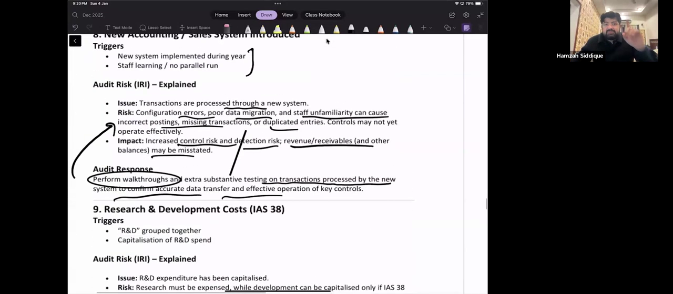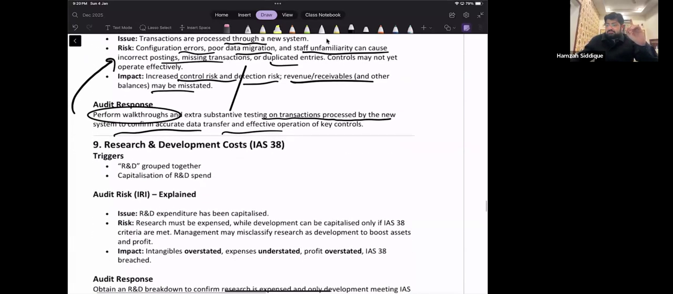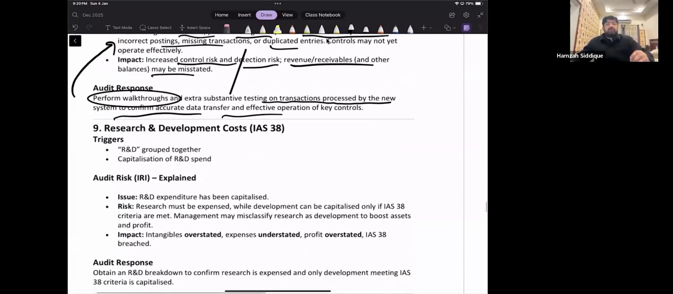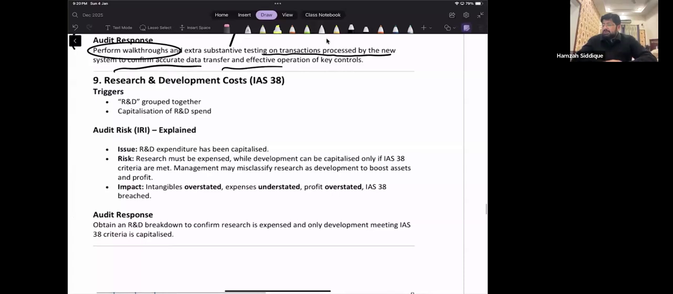And these are repeated risks, I'm telling you. In every past paper, you may find 2, 3 from these 15. Almost 2, 3 are minimum there. Now, research and development cost. So R&D, research and development costs grouped together. The company has not made a restriction, or the company has capitalized development costs which may not meet the correct criteria.